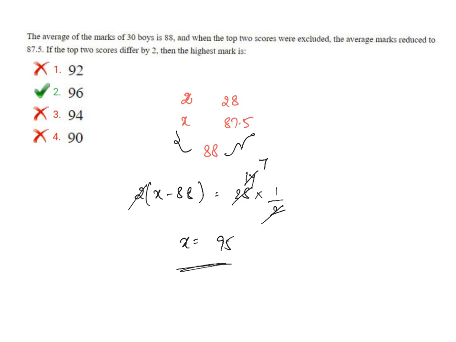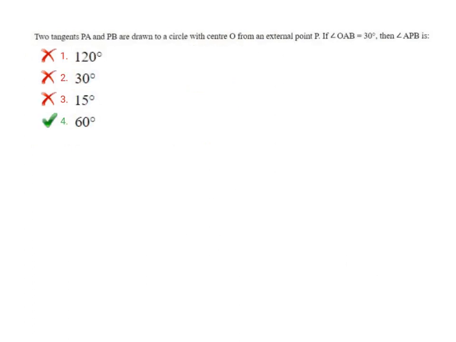He said the top two scores differ by 2. So we know the average is 95. They differ by 2 means one is less than 95 by 1, another one is more than 95 by 1. So one is less, another is more. Therefore the difference is 2. So the greatest of it, the highest of it, is 96. The lowest, if they would have asked you, then the answer would have been 94.